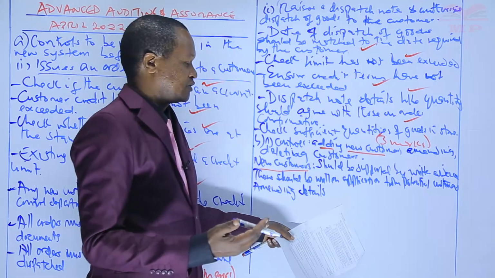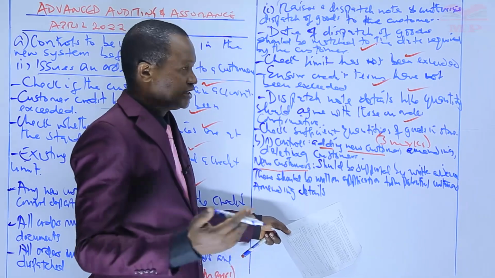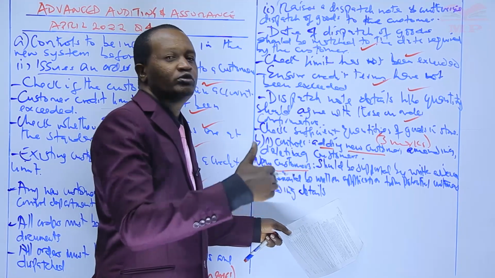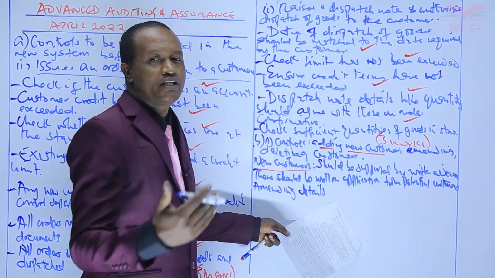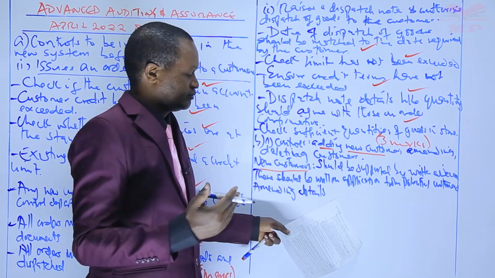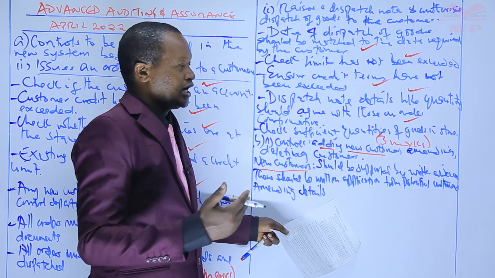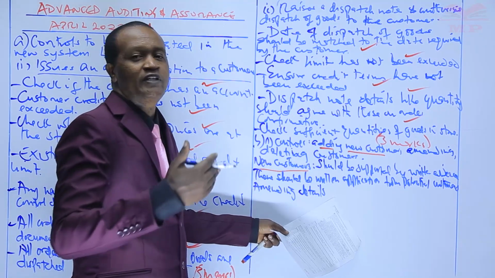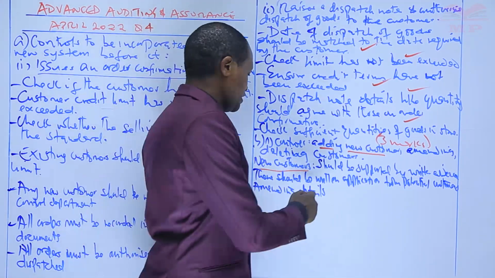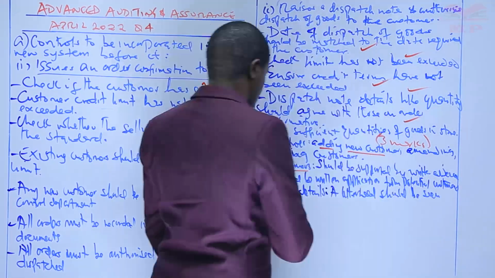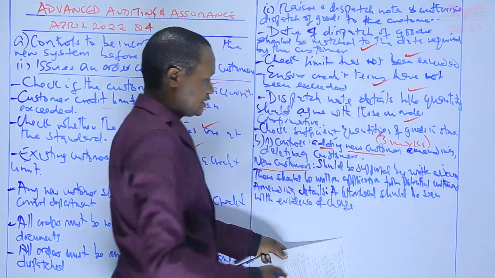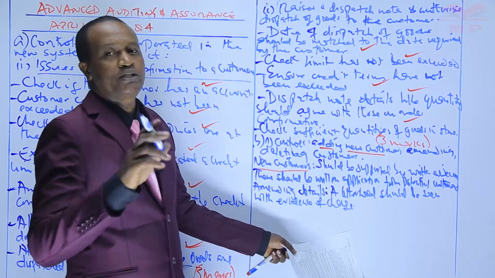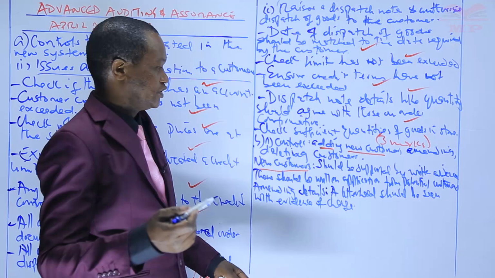Now, for changing details, a letterhead should be seen with evidence of change. A letterhead should what? Should be seen with evidence of change. A letterhead should be seen with evidence of change.